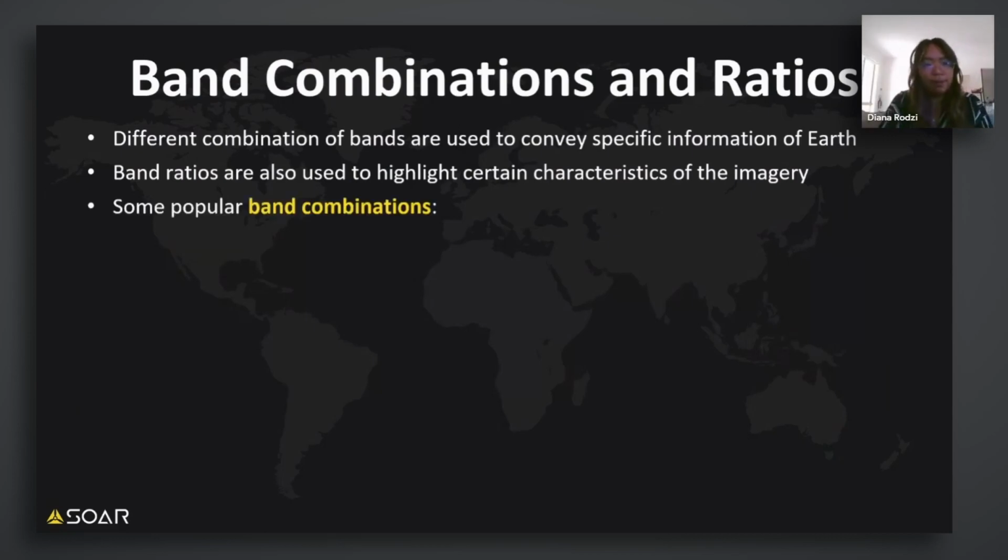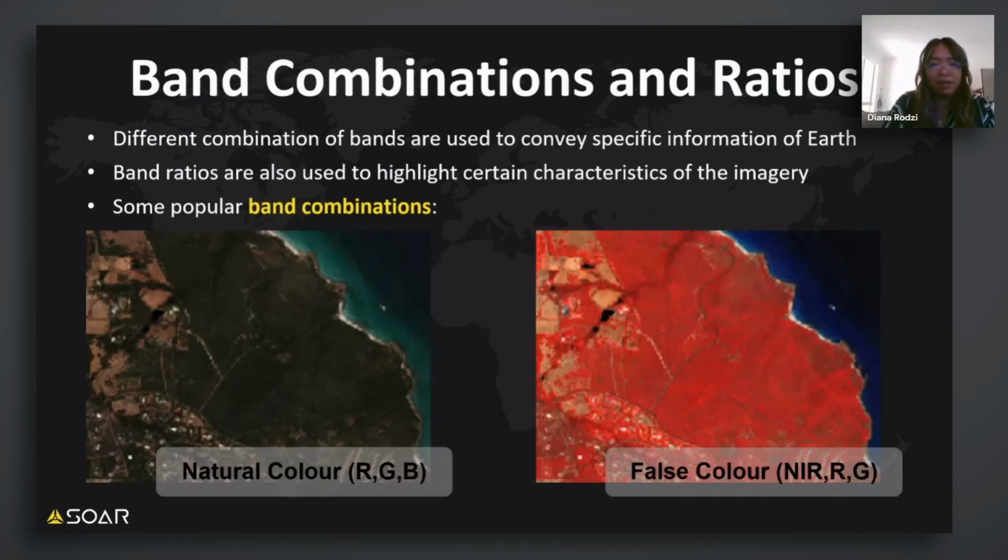Now, a popular band combination that you would be familiar with is natural color and false color. Natural color is a band combination made out of red, green, and blue bands. This is what we will naturally see with our eyes, because we have red, green, and blue cones. Then we have false color, which is made out of near infrared, red, and green. Near infrared is in the red band pocket, so that's why everything just looks like it's red.